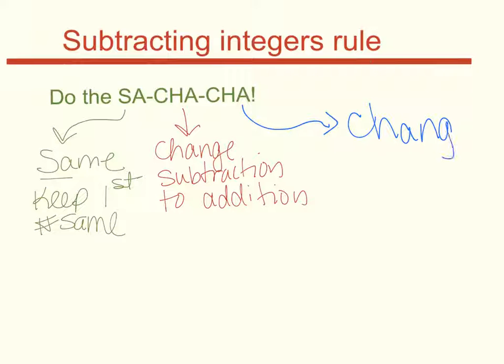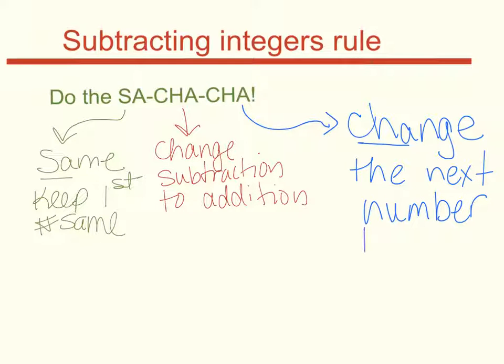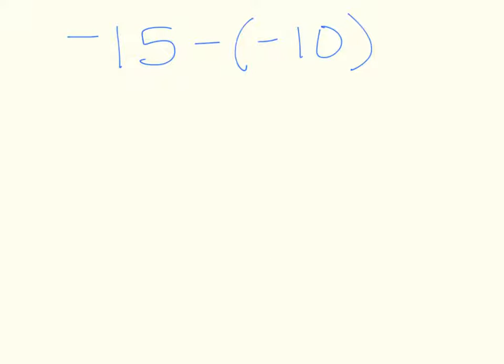So after we change the subtraction to addition, then we're going to change the next number to its opposite. So once you do the sa-cha-cha, you're changing it from subtraction to addition, then you use your addition rules. Okay? Let's look at an example. If we have negative 15 minus negative 10, let's do the sa-cha-cha.